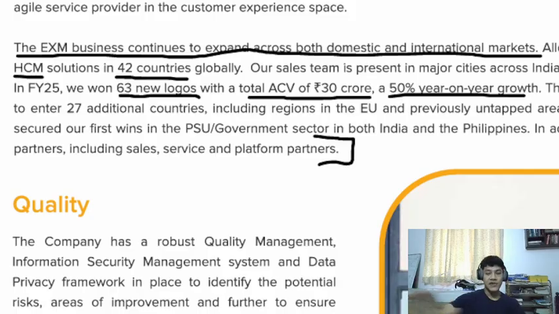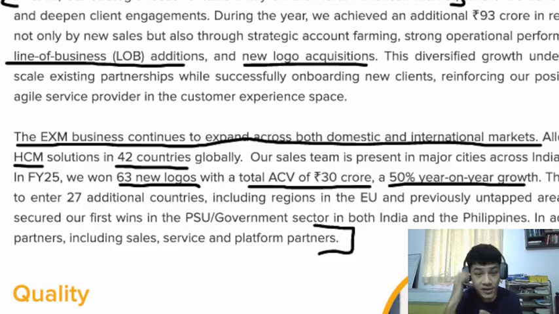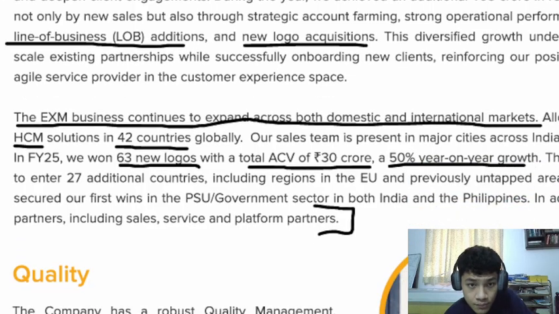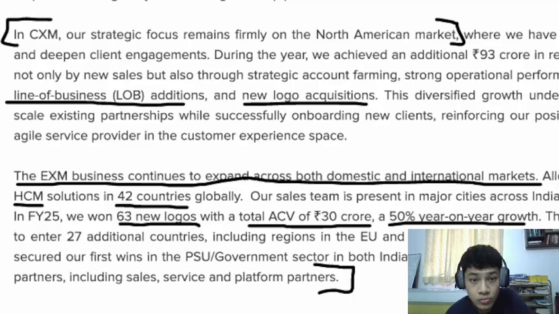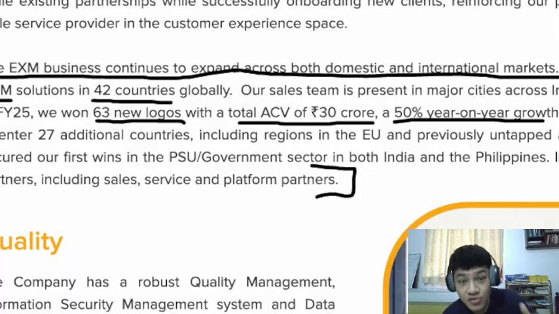So only for fiscal 2025, we're not discussing the other years. It seems that only for fiscal 2025, the company entered new markets, especially in the employee experience management business. They won way more logos or new clients. They added new lines of businesses and saw average contract value grow. Nice. Entering more markets, and they secured their first wins in the PSU government sector for both India and Philippines. Okay, all right.